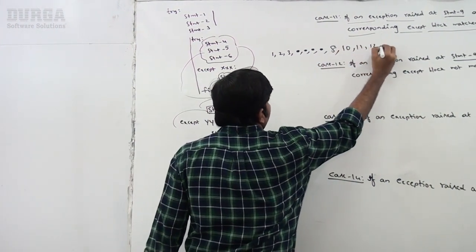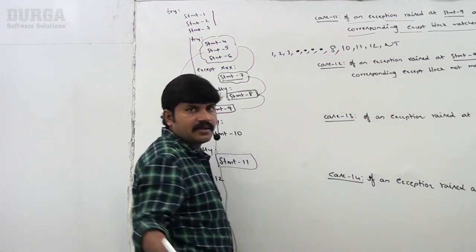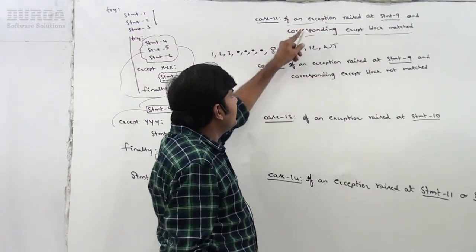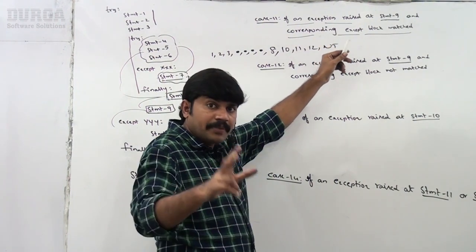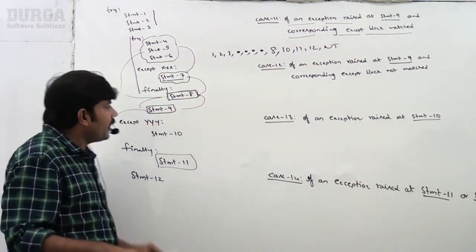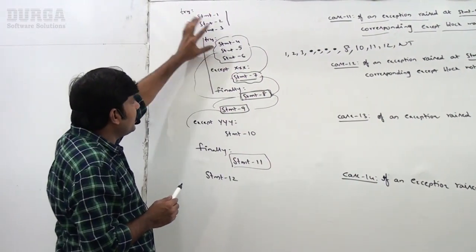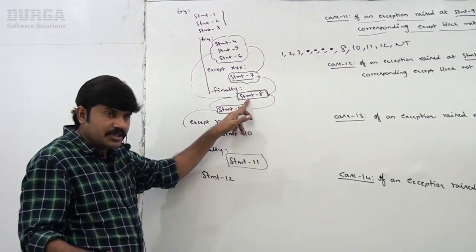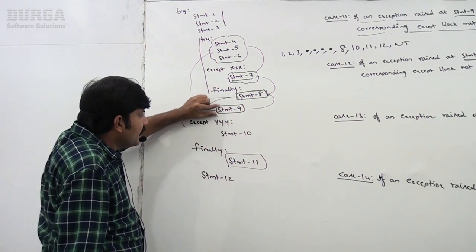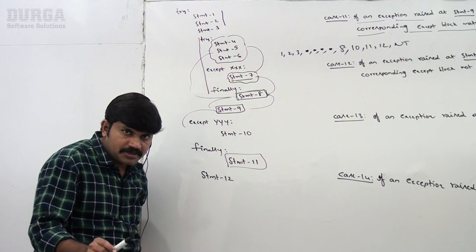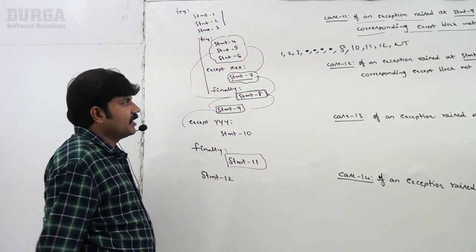Now observe, if an exception is raised at statement 9 and the corresponding except block matched, this is my statement. Now what is the flow? Is it clear for all of you, right? 1, 2, 3, 4, 5, 6 or 7 may or may not, 8 compulsorily will execute, and then while at 9 there is a problem, the except block 10, 11, 12, normal termination. Now the next case, observe.